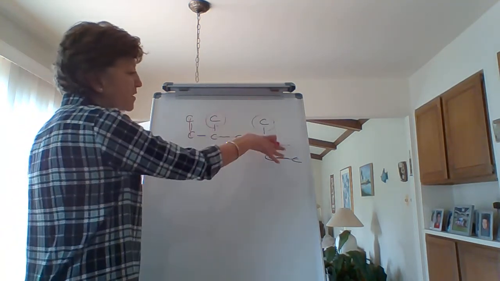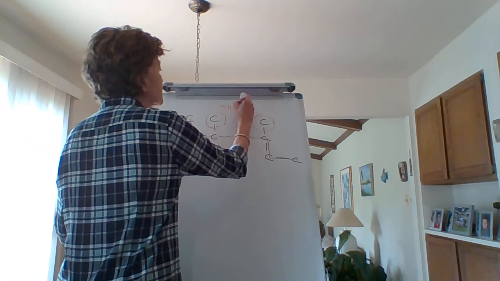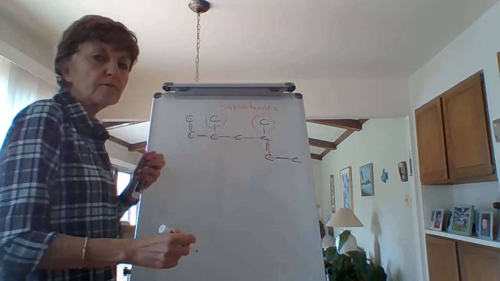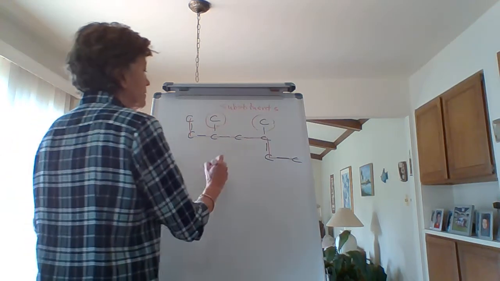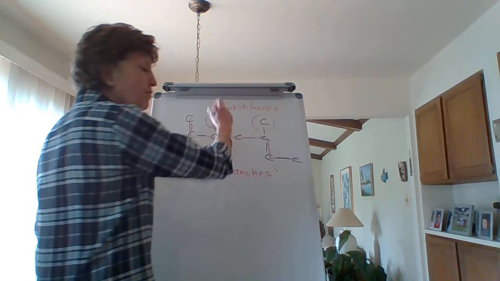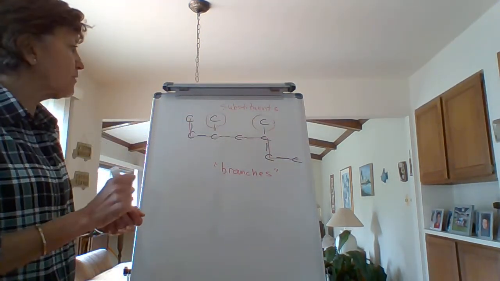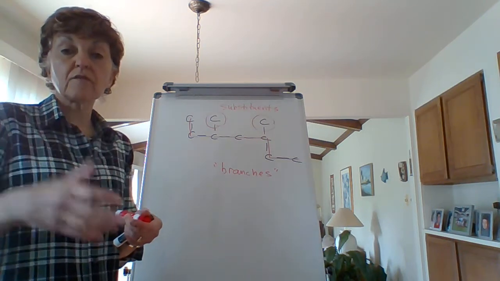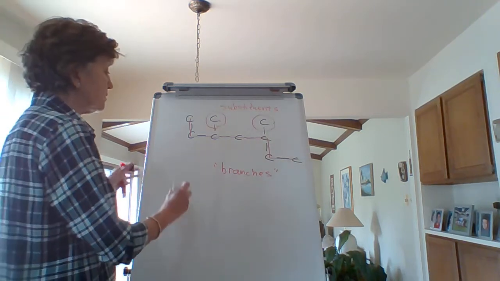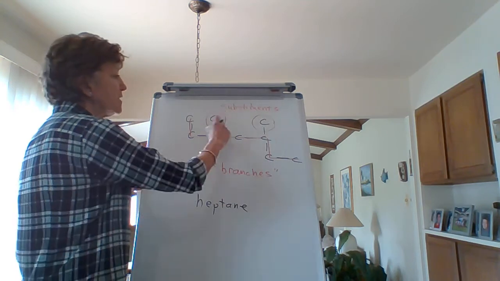These two things that are attached to the parent, they are called substituents. Or they sometimes call them branches. So this would be a branched molecule because it's got stuff attached to it. All right, so based on our prefixes, what would this parent be called? Since it's 7 carbons, it would be a heptane. Now we need to name these guys.